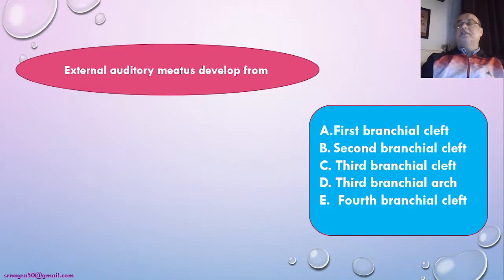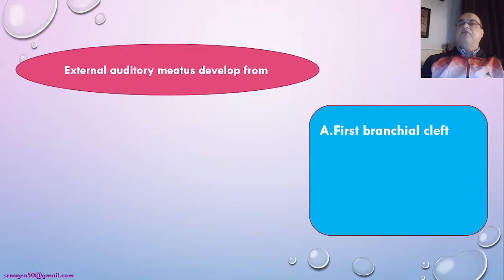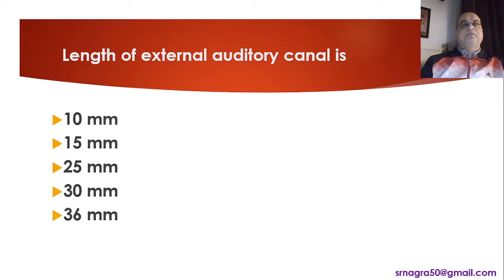Then external auditory meatus, it develops from first branchial cleft. Length of the external auditory canal, everyone must be knowing that it is 2.5 centimeter or 25 millimeter or 1 inch.